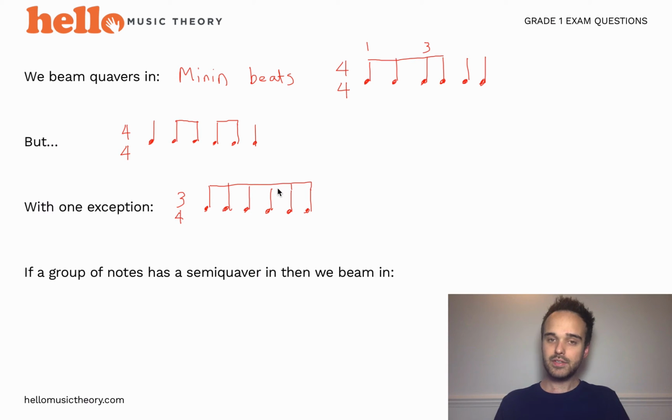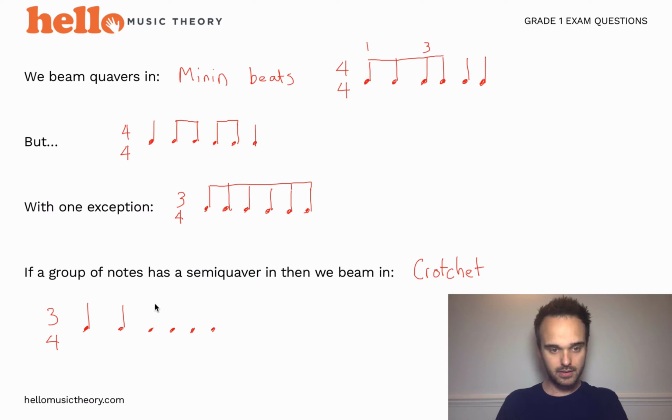Now, if we have a semiquaver in a group of notes, then we beam them in crotchet beats. So that means we could have 4 semiquavers, because that adds up to 1 crotchet beat, and we beam 4 of them together. So let's say we're in 3/4 again, and let's say we've got a crotchet, another crotchet, and then 4 semiquavers. In this case, sorry, it's hard to draw these with a tablet, straight lines. So in this case, we can beam those 4 together.